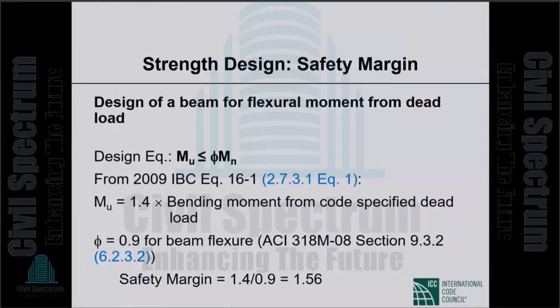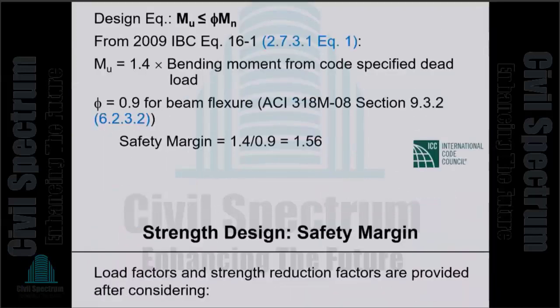So this is an example. Design of a beam for flexural moment from dead load. That kind of a simple case, you can do this kind of figuring. So M sub u has to be less than or equal to phi times M sub n. M sub u is 1.4 times the bending moment caused by dead loads. ACI 318 tells you that, BNBC tells you that 1.4 is the load factor if only dead loads are acting on your structure. Phi is 0.9 for flexure. So the safety margin in this case is 1.4 divided by 0.9, which is 1.56.